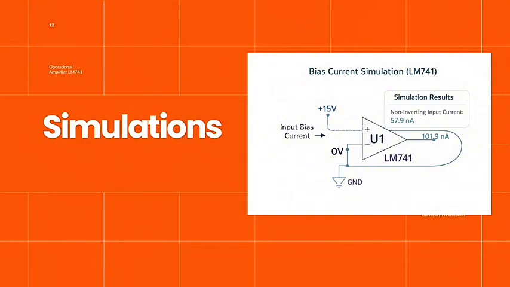Similarly, in the third simulation, we measured the current at the inverting input. Again, we observe a small current, slightly different from the previous one. The difference between these two currents is known as the input offset current. These results clearly demonstrate that the LM741 does not behave as an ideal amplifier, and that its real behavior matches the specifications described in the datasheet.